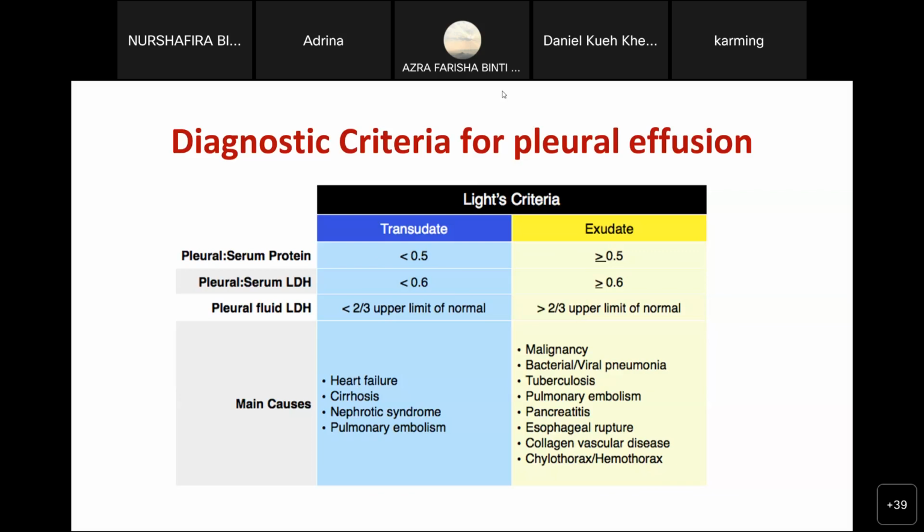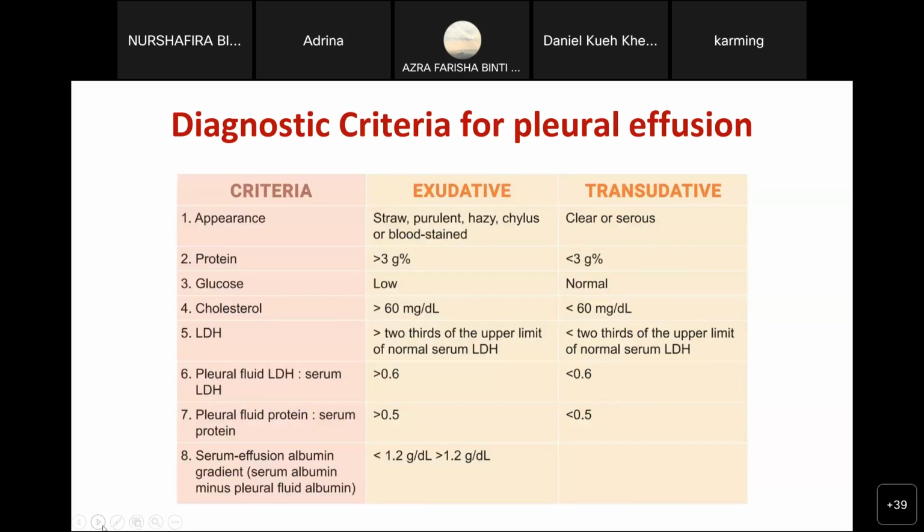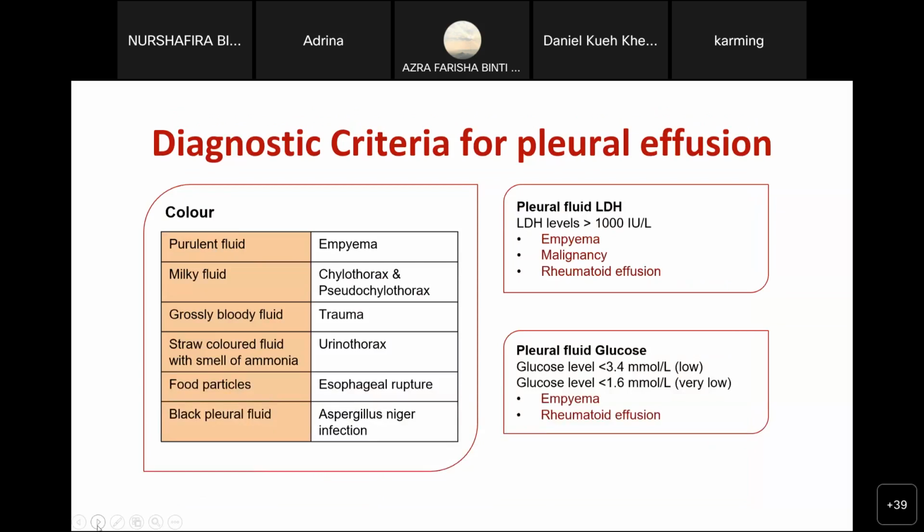Okay, I think this one, regarding the effusion, we have to differentiate between transudate and exudate, and then we have to know the causes because the treatment and the management are different. Okay, next. Next slide. Okay, next. Okay, and then the color is also important, and the LDH as well is important.